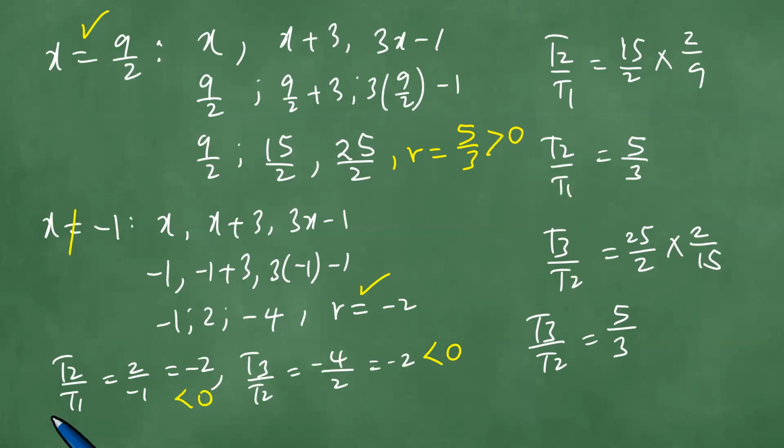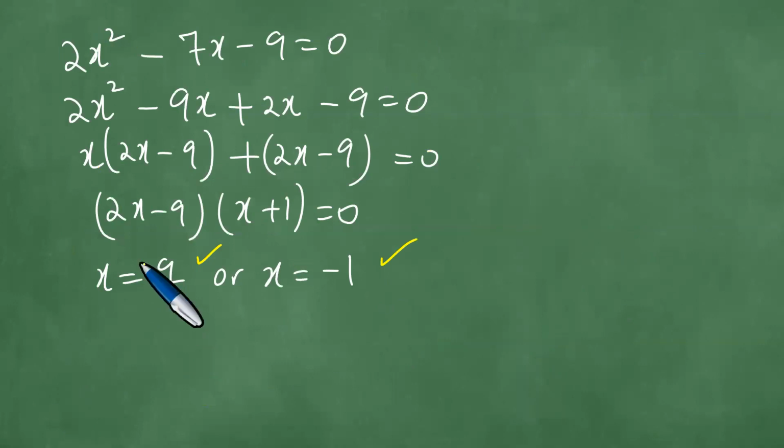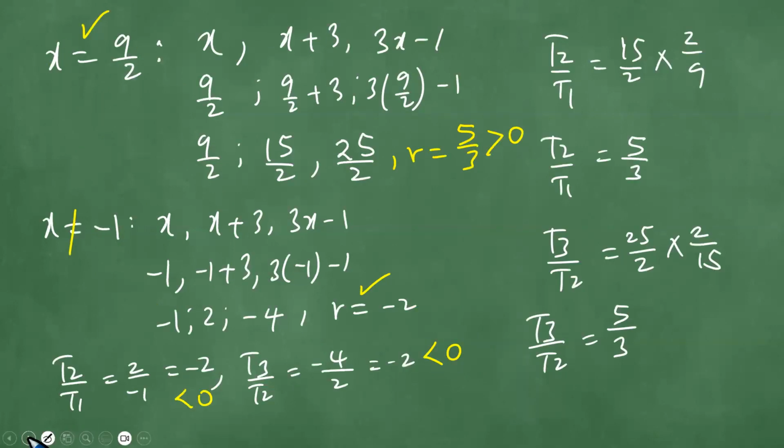And therefore we're going to accept only one of the solutions. We're going to accept this one. And this one is said to be inadmissible. Inadmissible.